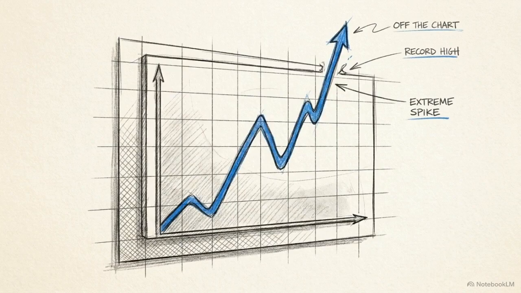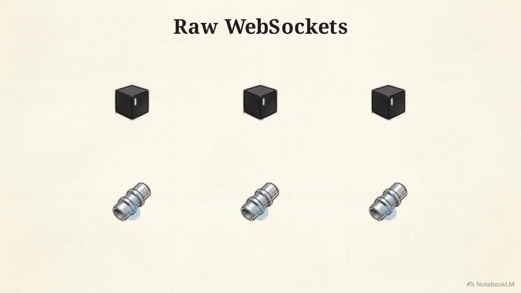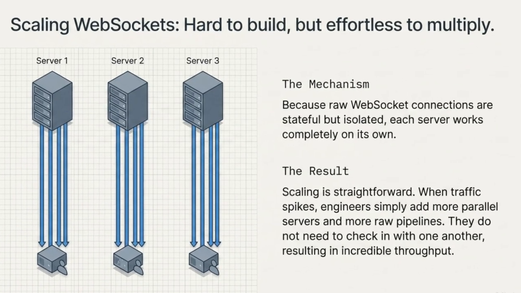Success brings its own challenges. What happens when your app becomes popular and a single server can no longer handle all those connections? Scaling with WebSockets is fairly straightforward. You just add more parallel servers and more raw pipelines. While this is hard to build at first, it runs very fast because each server works completely on its own without needing to check in with the others.